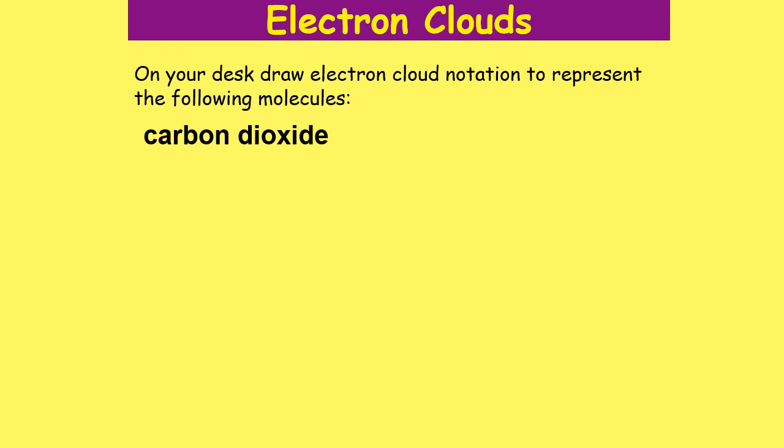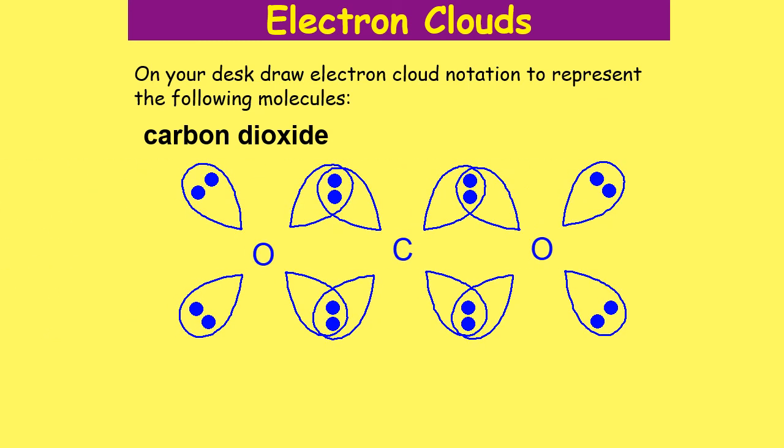Carbon dioxide. Okay, carbon dioxide. Carbon has 4 electrons in its outer shell. Oxygen has 6 electrons in its outer shell. So hopefully you've had a chance to draw that, or you've paused the video now to make sure you've had time. But the shape of that one is like this.